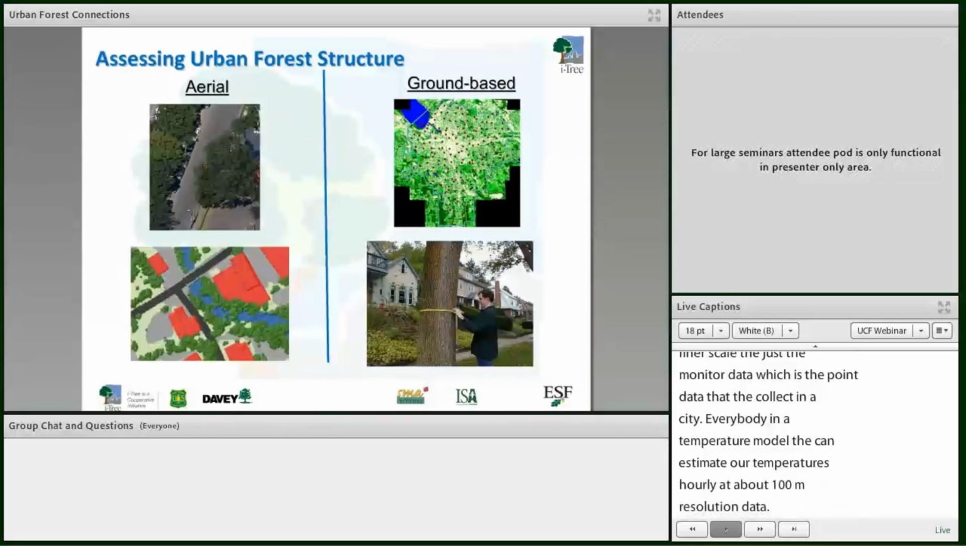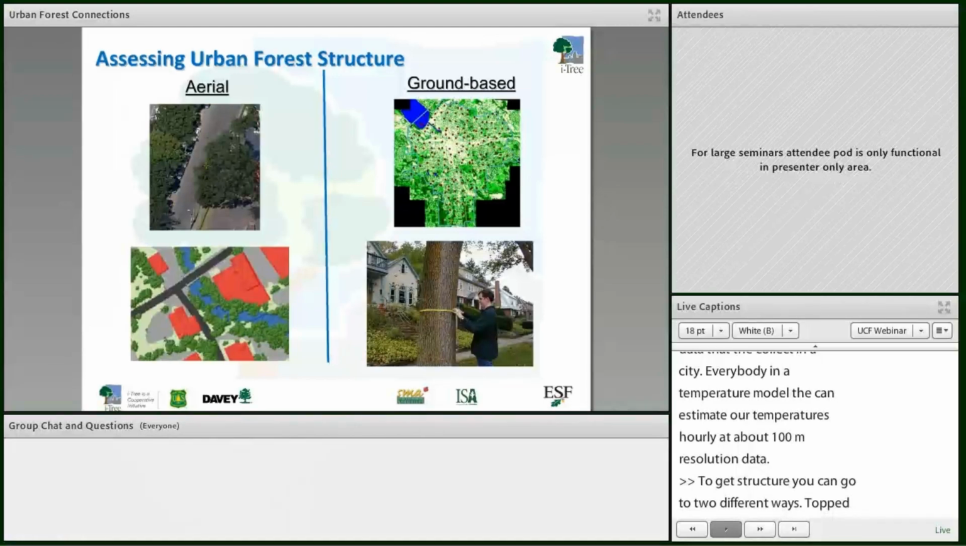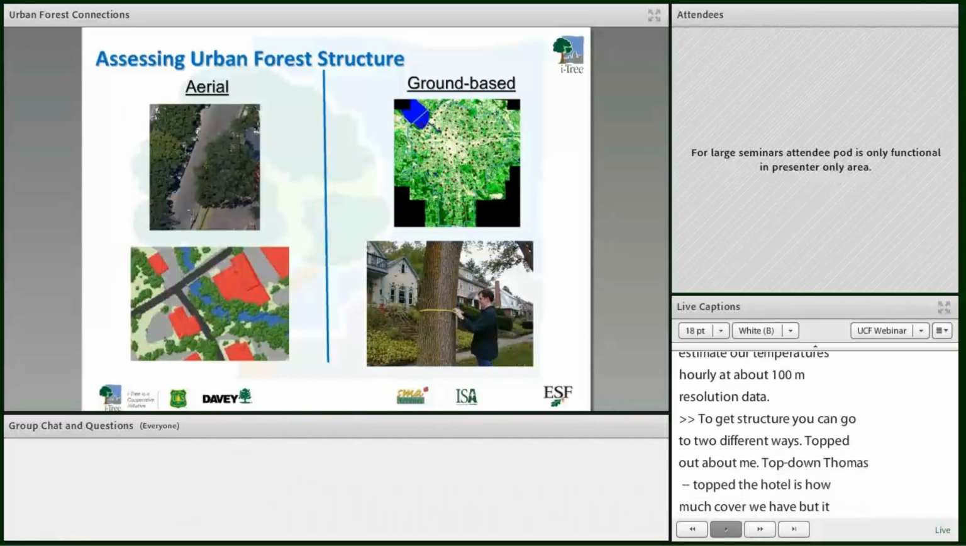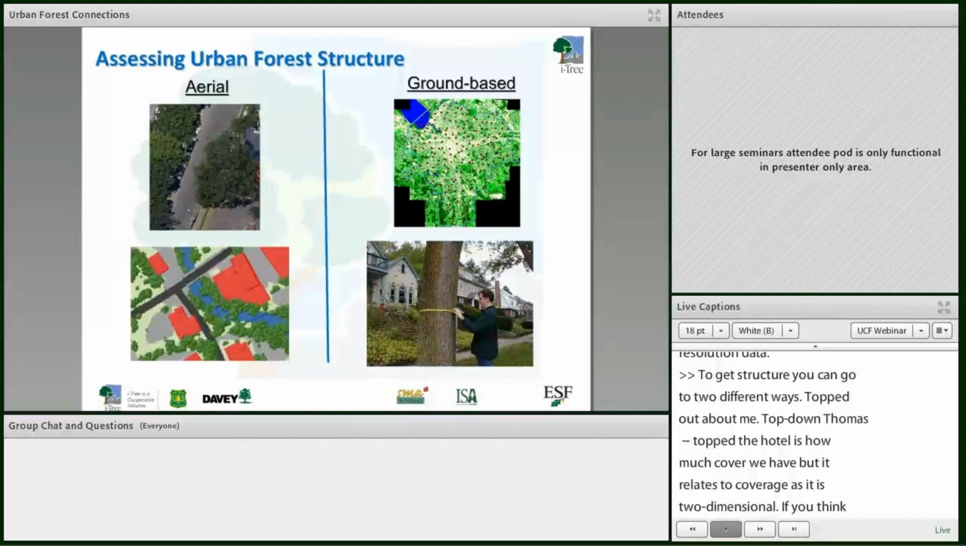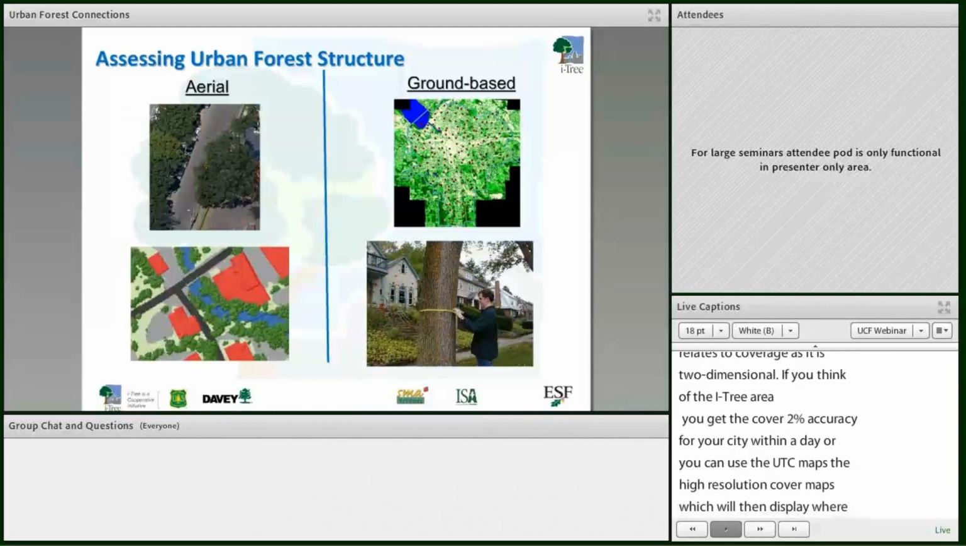To get at structure, there are 2 ways. You can go top-down or you can go bottom-up. Top-down will tell you how much cover you have, or where the cover is, but it relates to cover. It's sort of two-dimensional. You can use iTree Canopy to photo interpret your area, and you can get cover within probably 2% accuracy for your city within a day. Or you can use UTC maps, these high-resolution cover maps, which will then display where the cover is and how much cover, but again, it's still two-dimensional.